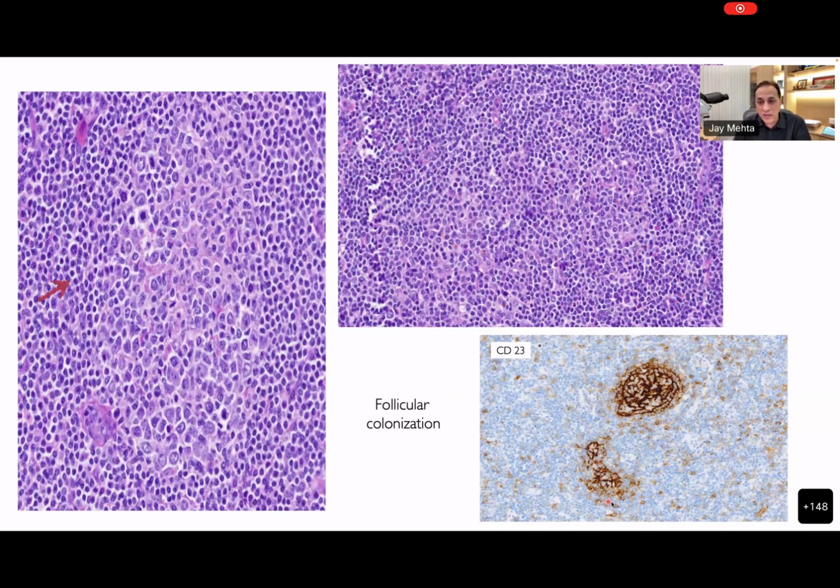So in this area, if you do a CD23, that's how it's going to look like. The meshworks are all disrupted and all these lesional cells are running right across the follicle germinal center. This is a remnant one where it's trying to invade inside the follicle. So this is what is called follicular colonization.